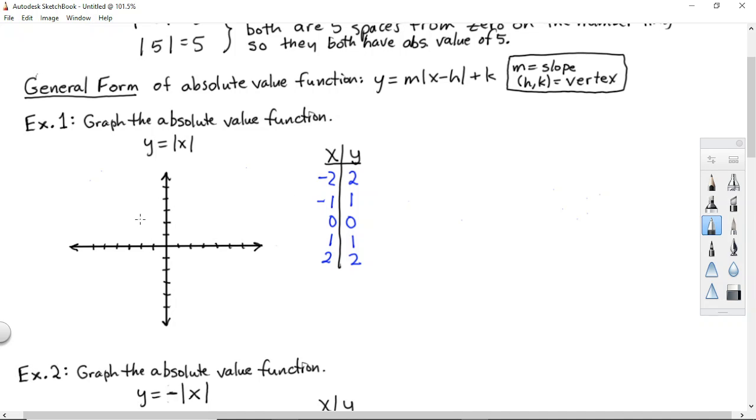Let's plot them. -2, 2 is right there. -1, 1 is right there. 0, 0 is right there. 1, 1 is right there. And 2, 2 is right there. So there are the points, and we will just draw the graph in, and it looks like that. Okay, so that's the first example.